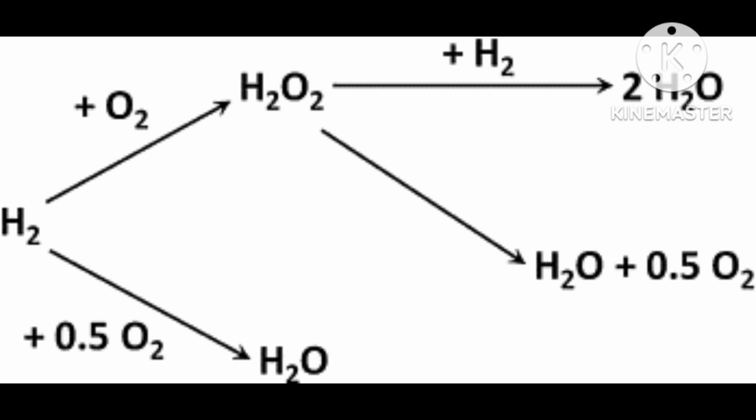Now, I am telling you the second use. It is used to manufacture chemicals like sodium perborate and percarbonate, which are used in high quality detergent. In detergent also it is used. It is used to manufacture chemicals like sodium perborate and percarbonate, which are used as high quality detergent.